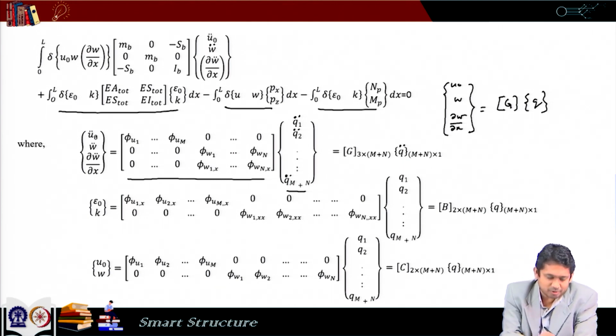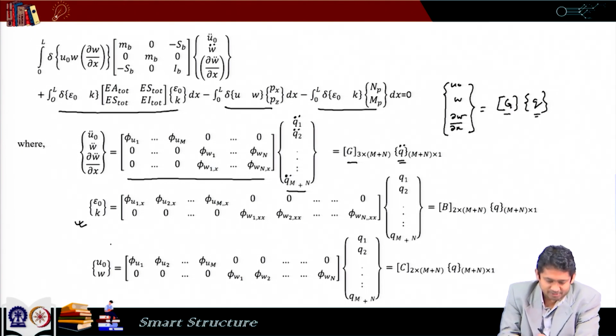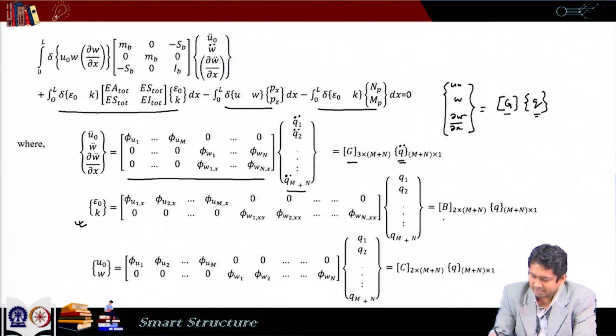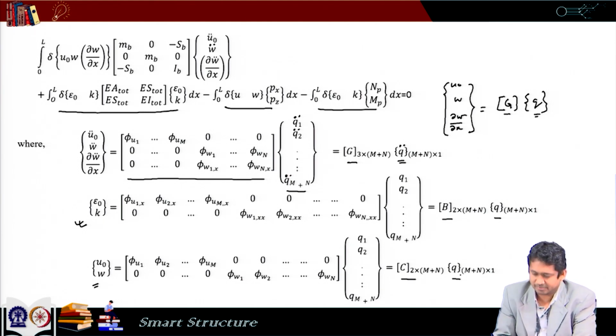So, when we have u0 double dot, w double dot, del w double dot by del x, it is the G matrix multiplied by Q dot. When we do not have the dots here, it is G multiplied by Q. This we have already done. Now, this we got from the static cases, we already did this, and here we have B multiplied by Q. U0 W we have already done, and we got this.